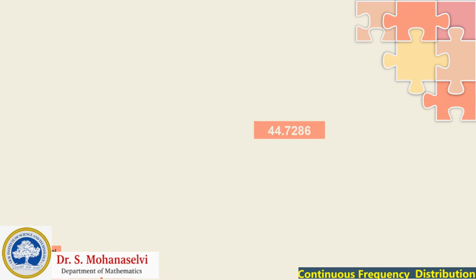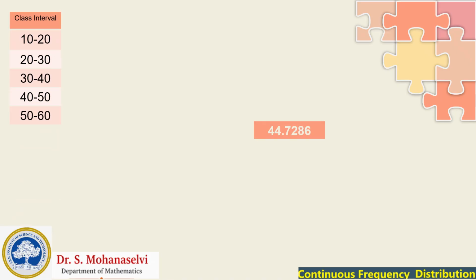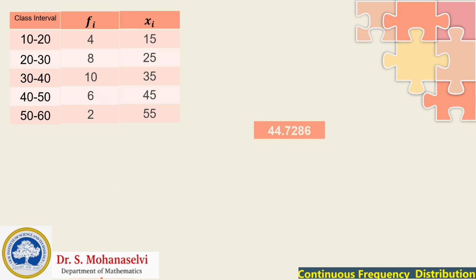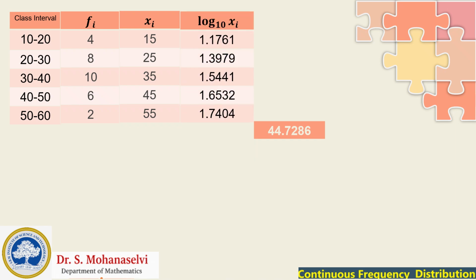Now let us complete the calculation of the geometric mean for the grouped data. We first find the midpoint of each of the class intervals. For the class interval 10 to 20, the midpoint will be 10 plus 20 divided by 2, which is equal to 15. And then similarly 20 plus 30 divided by 2, that is 50 by 2, is equal to 25. Then we find the logarithmic values of each of the midpoints, like log 15 to the base 10 is 1.1761 and log 25 to the base 10 will be 1.3979.